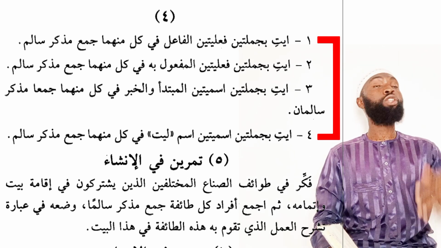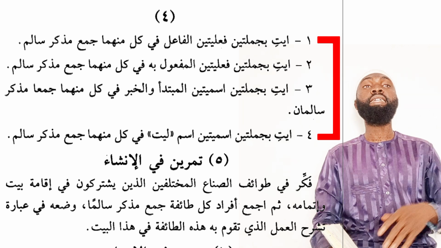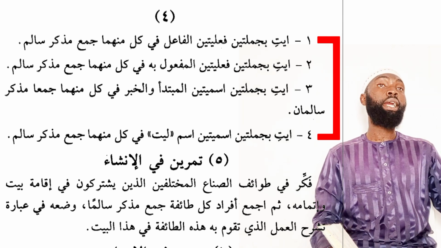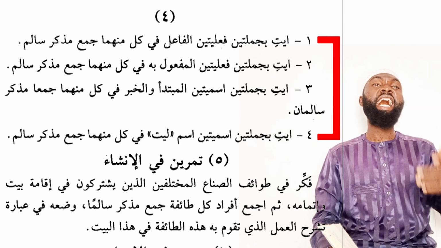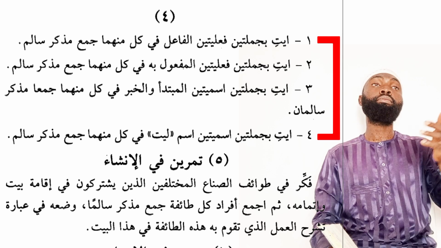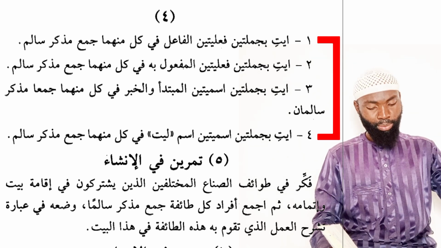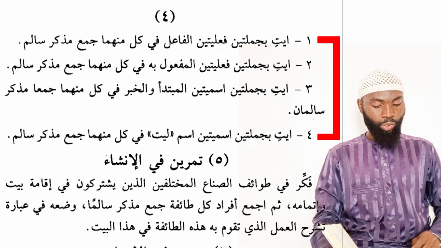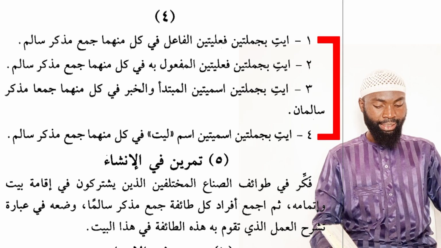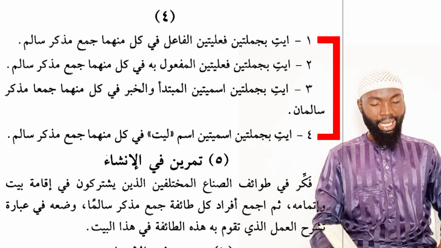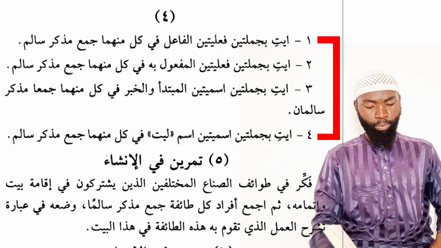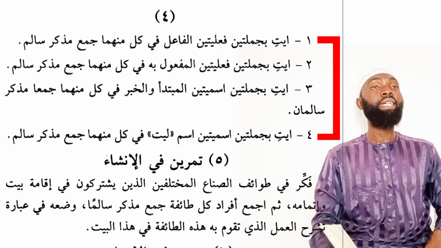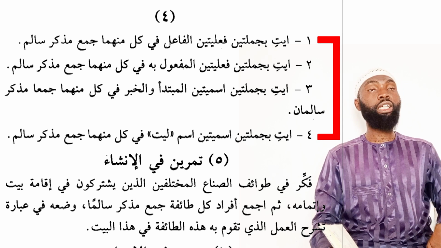All of them should have an object which is sound masculine plural. First, I can say ra'aytu Muhammadina, and I can say ra'aytu muslimina. Next, we have iti bi jumlatayn ismiyatayn, form two nominal sentences, al-mubtada wal khabaru fi kulli minhuma jam'u mudhakkarin salim. The mubtada and the khabar should be sound masculine plural.